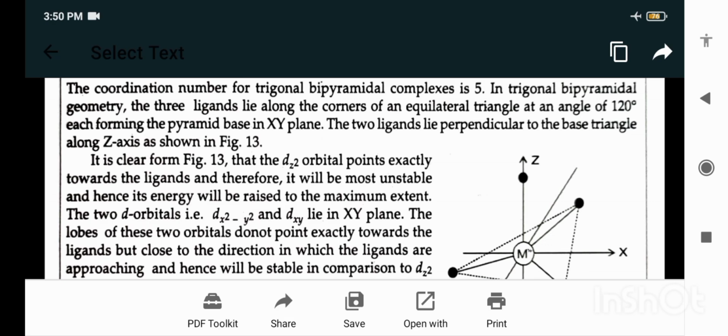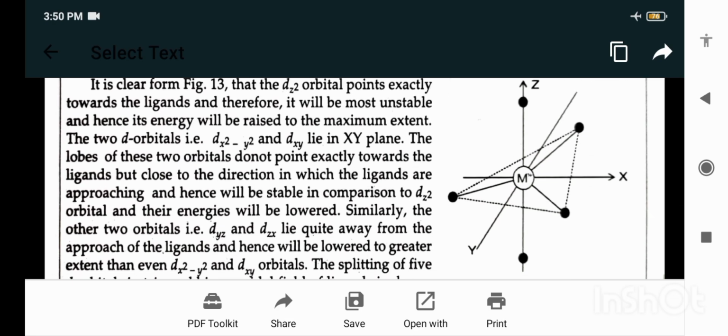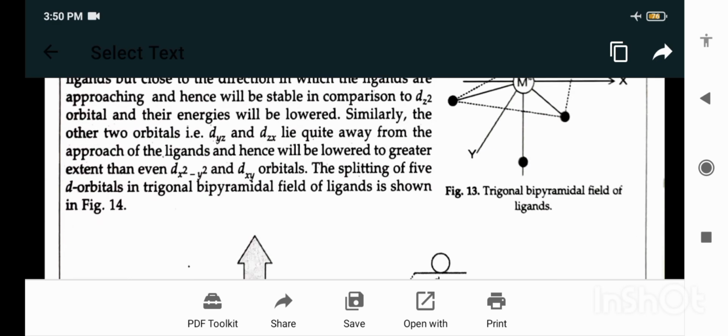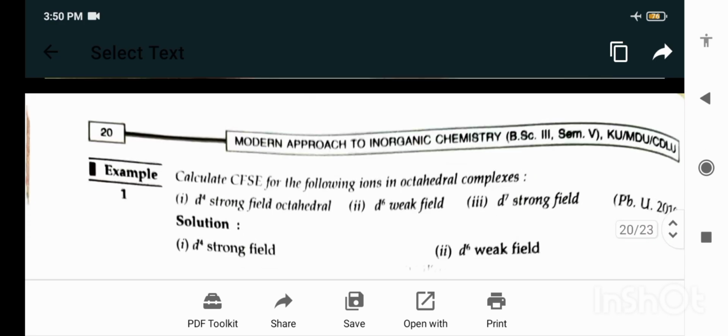The two d orbitals, dx square minus y square and dxy, lie in the xy plane. The lobes of these two orbitals do not point exactly towards the ligands but close to the direction in which the ligands are approaching, and hence will be stable in comparison to the dz square orbital, and their energies will be lower. Similarly, the other two orbitals, dyz and dzx, lie quite away from the approach of the ligands, and hence will be lowered to a greater extent than even the dx square minus y square and dxy orbitals. The splitting of the five d orbitals in the trigonal bipyramidal field of the ligands is shown here.